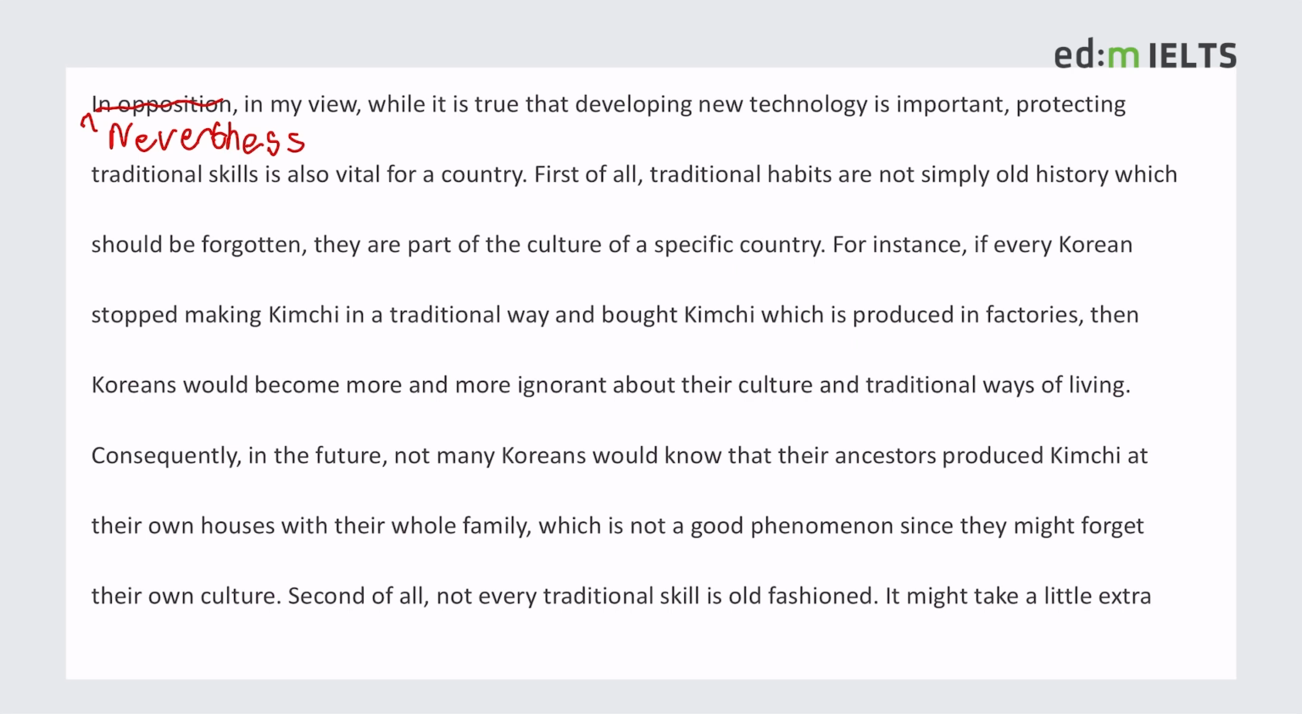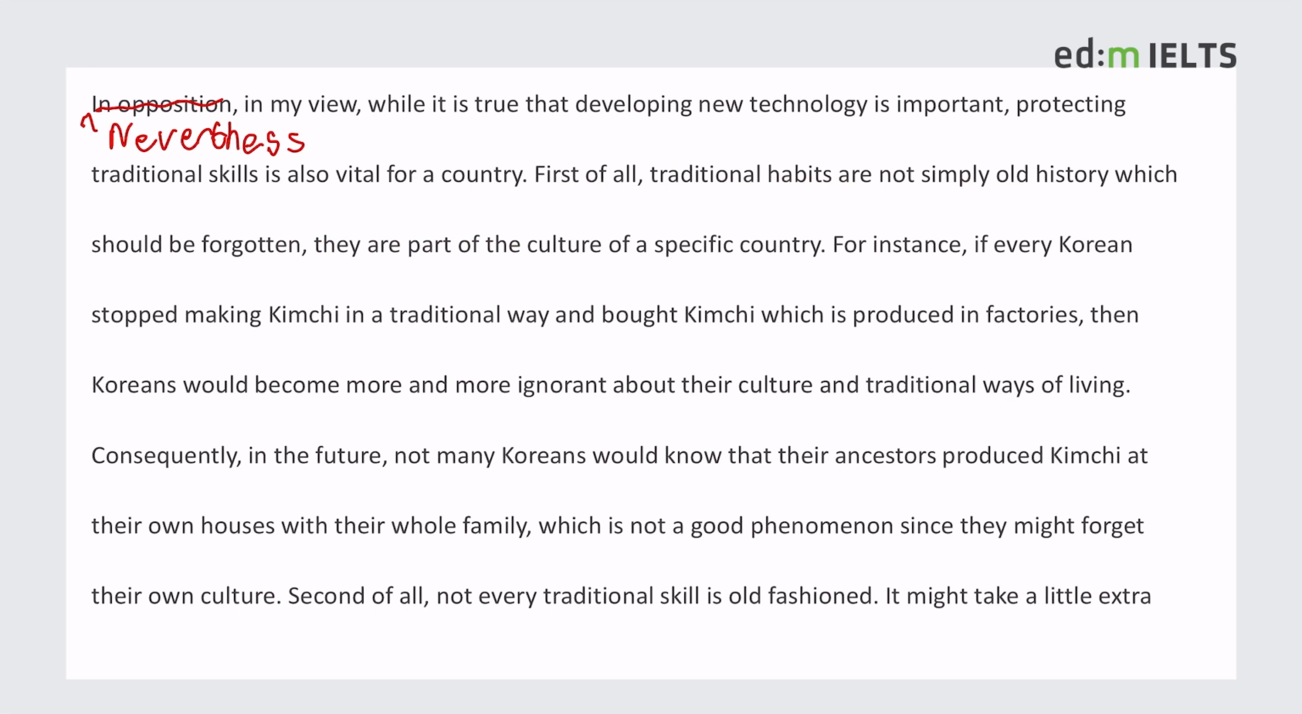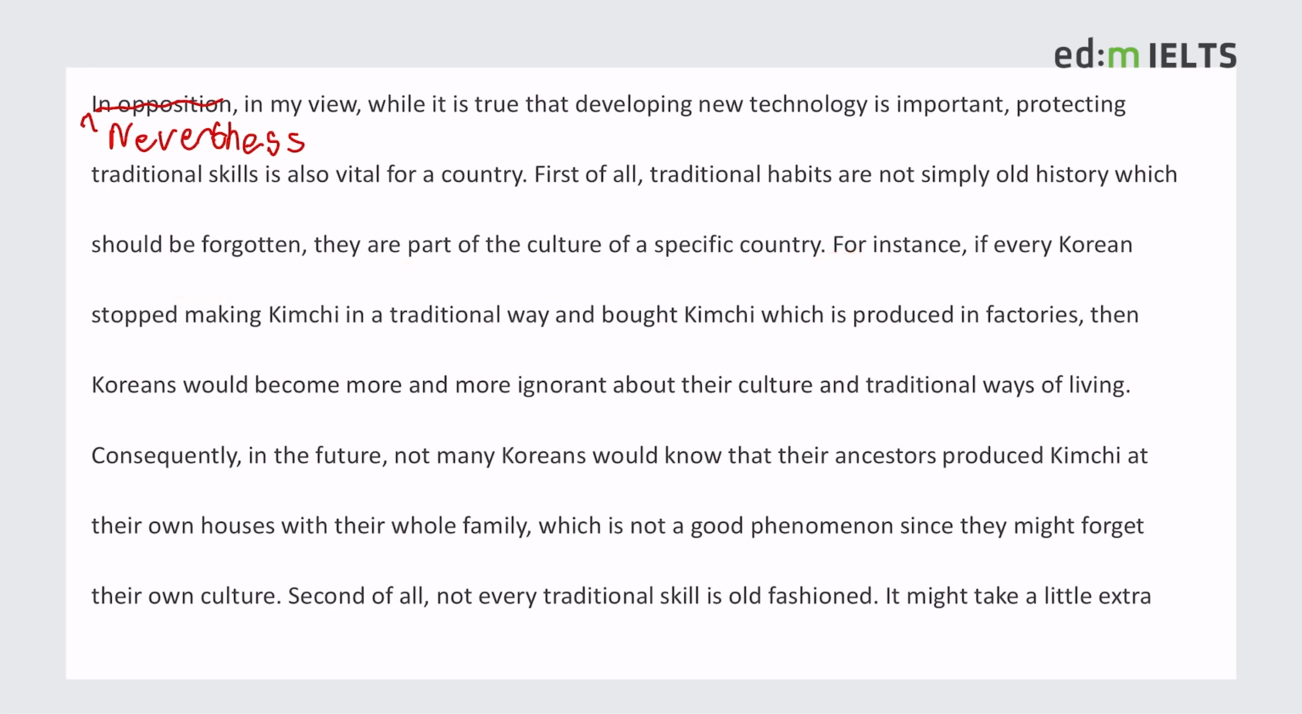So, "Nevertheless, in my view, while it's true that developing new technology is important, protecting traditional skills is also vital for a country." It's pretty good. Except for the first thing. "First of all, traditional habits are simply old history which should be forgotten. They are part of a culture of a specific country." It sounds like speaking style. "They're not just this, they're this." Grammatically, for writing, I think we need to add something, not this, but rather, but instead they are more this thing. So cohesion kind of drops a bit there.